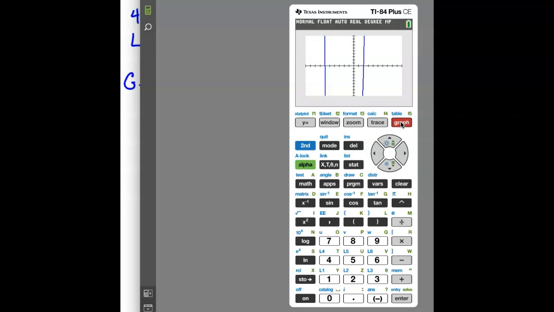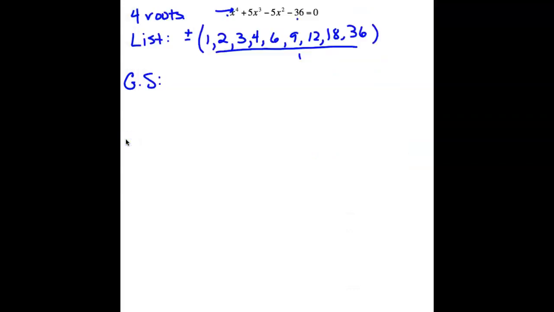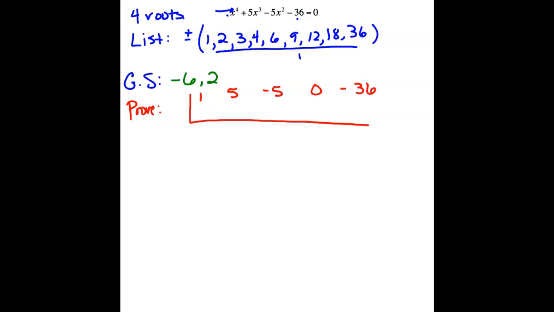All right, so based on my graph here, it looks like I'm hitting at a positive 2, which was one of the numbers on my list, and also here at negative 6, which again was a number on my list. So let's try negative 6 and positive 2. And once again, when we are doing this proof step, our coefficients are 1, 5, negative 5, and then a 0 since we don't have any x's, and then the negative 36. Okay, I'm going to start with the negative 6.